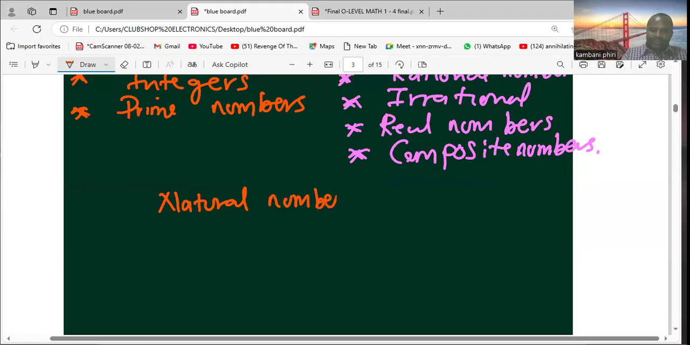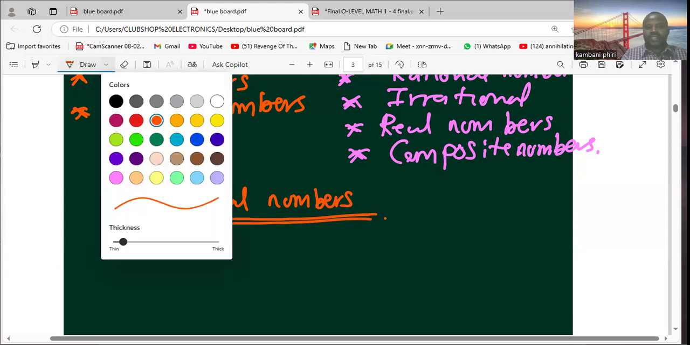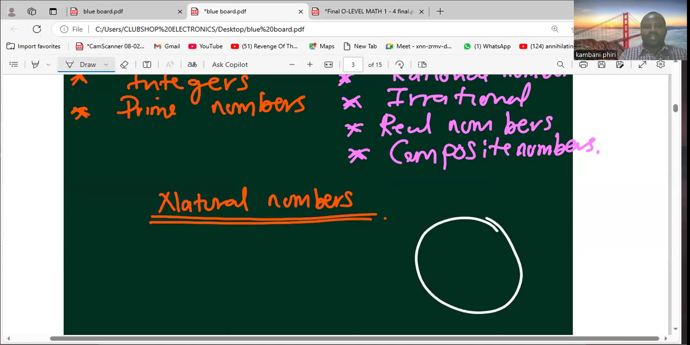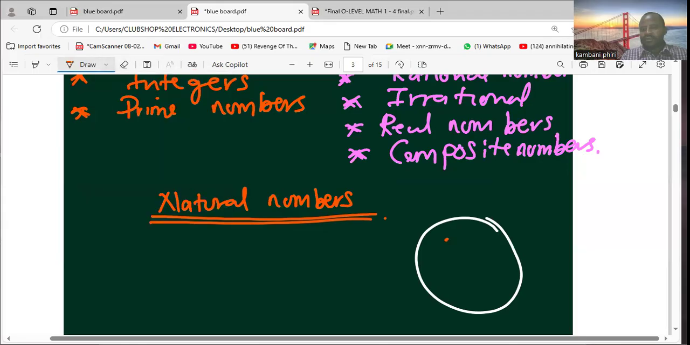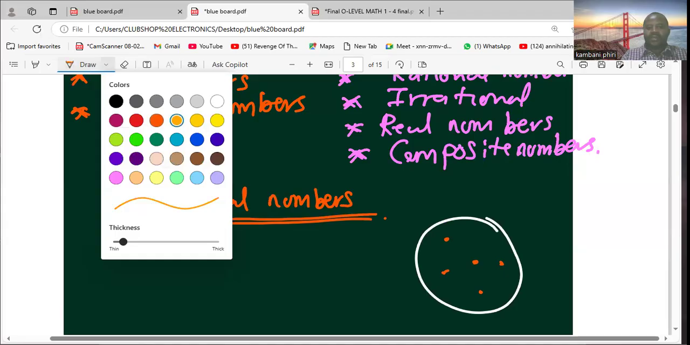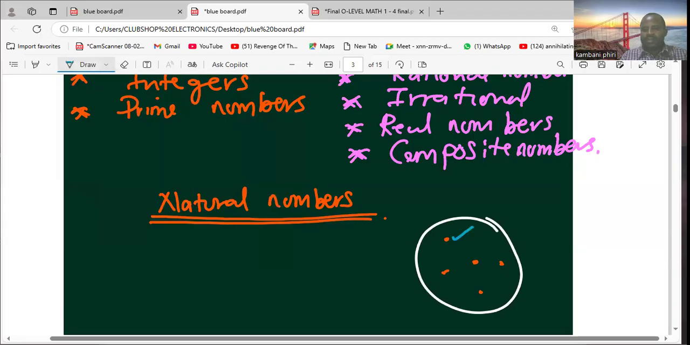For us to understand what these numbers are, let's look at this situation. Suppose I have these dots here. Then we say, how many dots are here? You're going to say, we have 1, 2, 3, 4, 5 dots. 1, 2, 3, 4, 5. So there are 5 dots.